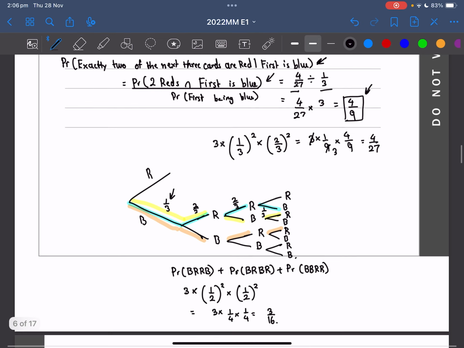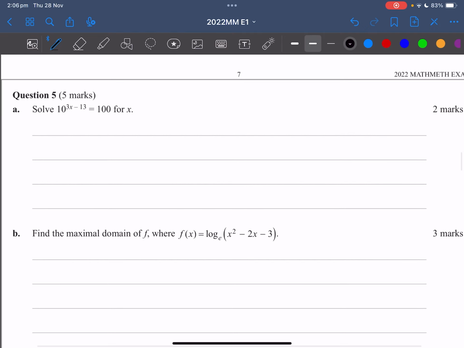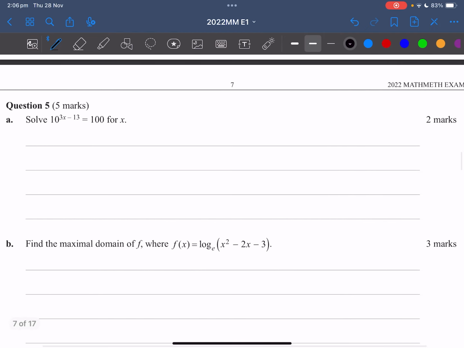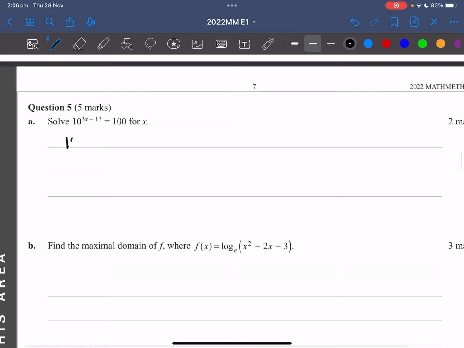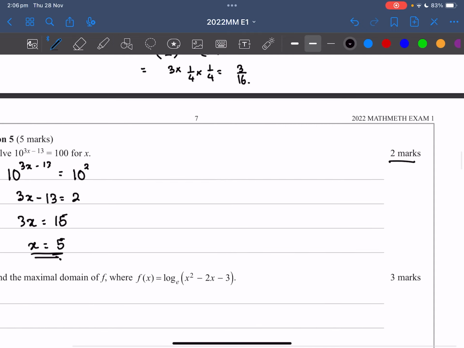Okay. So question 5. Solve this for x. So 10 to the power of 3x minus 13 is equal to 10 to the power of 2, because that's again 100. So then we can say that 3x minus 13 is equal to 2, right? So we'll have 3x equals 15, and then x is equal to 5. So 2 marks, 1 for that and 1 for that, I believe.